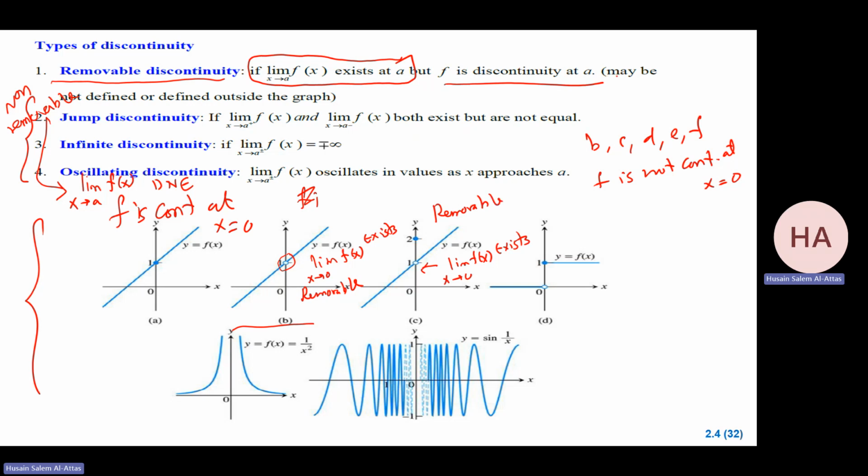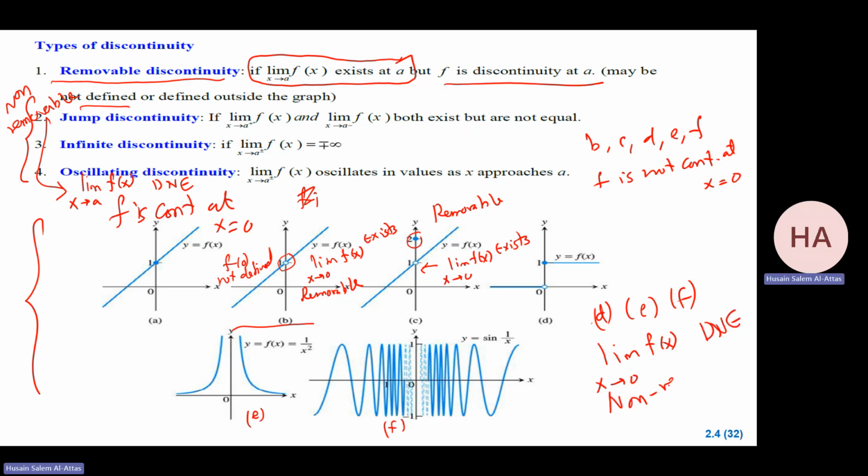And this is what he meant. Maybe not defined, like in this case, at x equals 0, f of 0 is not defined. Or defined outside the range. It's defined, but not at 1, at 2. The other cases, D and E and F, the limit does not exist, for different reasons. So we say this is what? Non-removable.